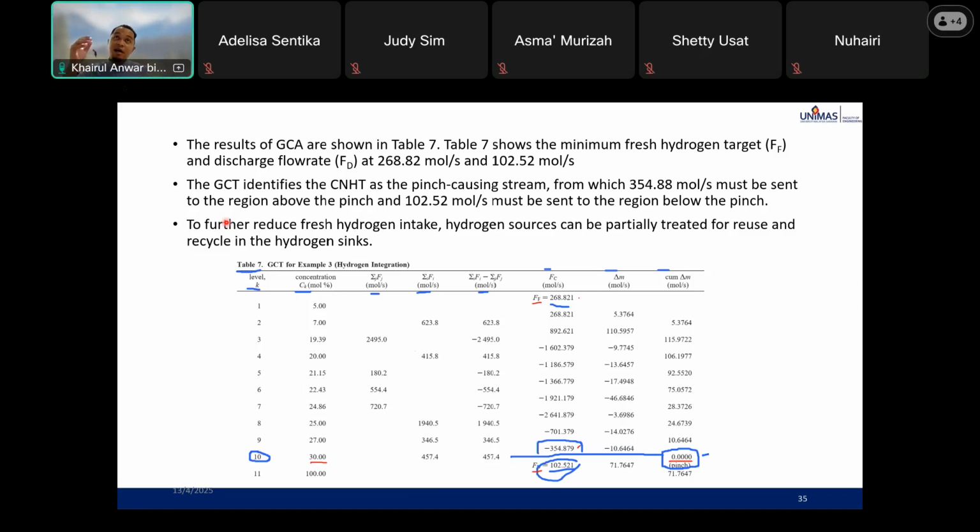After you identify the minimum fresh gas discharge flow rate, you need to design that with the modification. Where does this go? Sorry, where does the pinch stream go for use on the second? Oh, to first, okay.